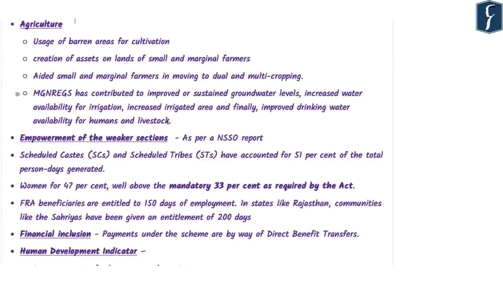Although there has been claims and allegations that MGNREGA has diverted the manpower from agriculture, hurting agriculture. But Ministry of Rural Development in its annual report has put out that MGNREGA has actually helped agriculture. It has helped in various ways, for example, construction of agricultural assets like farm ponds, irrigation assets, and this has helped in the usage of barren lands for cultivation. This has also helped the small and marginal farmers in moving towards dual and multi-cropping, and this has also helped in making the water available in general for humans and livestock.